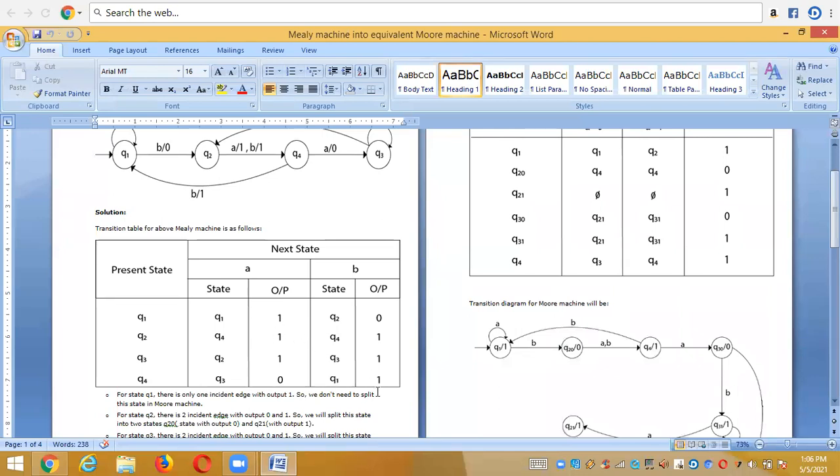When to split: if you get different output alphabets, then there is a need to split. But here we get a similar output alphabet, so there is no need to split it, right?